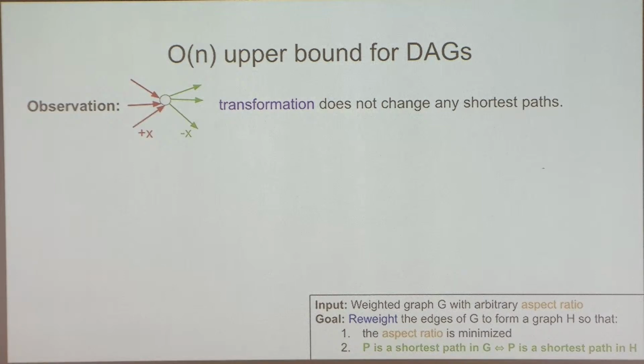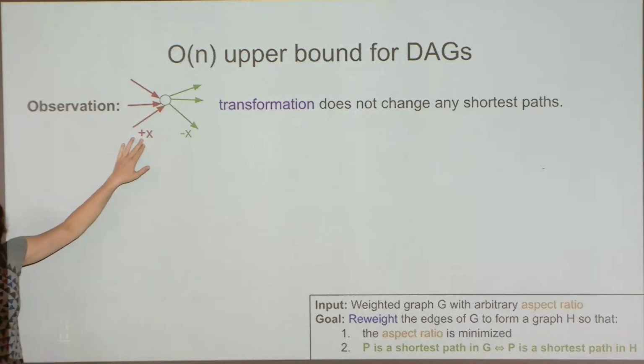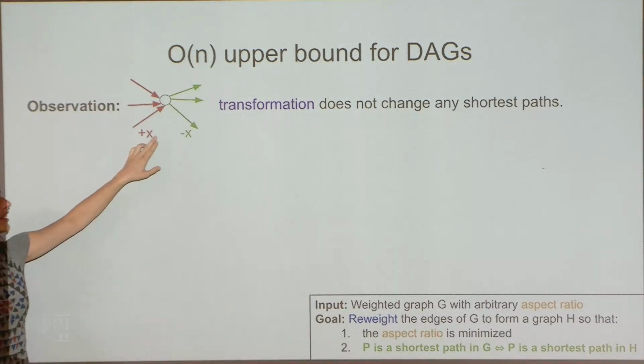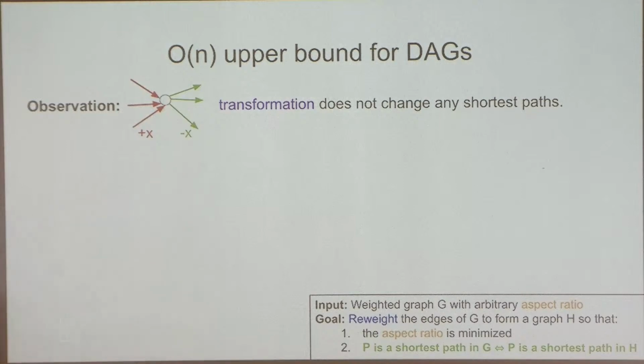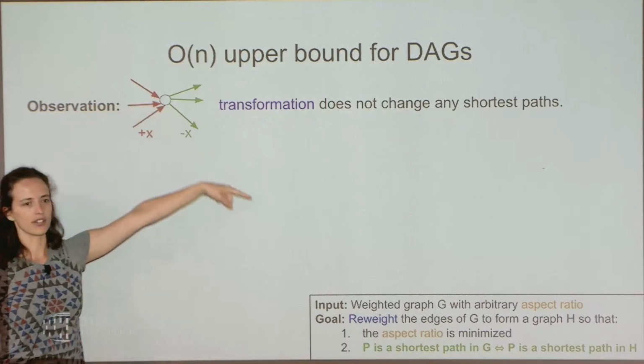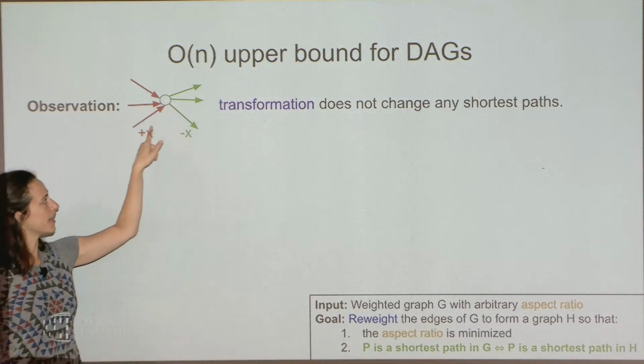So here's what we're going to do. The first observation is that we are allowed to take any vertex and do the following transformation to it. Take all of its incoming edges and add x to them for some value of x, and take all of the outgoing edges and subtract x. And the observation is that this doesn't change any of the shortest path structures. In particular, if you have a path that's going through this vertex, you'll notice that the weight of the shortest path does not change because you get plus x minus x.